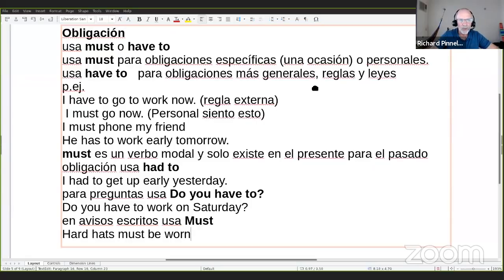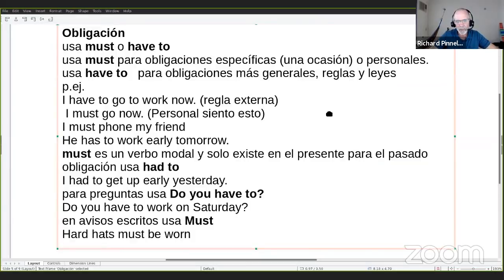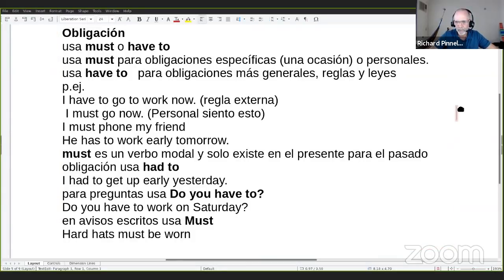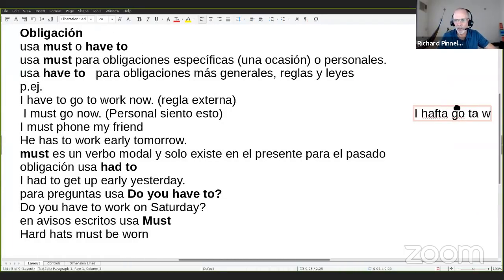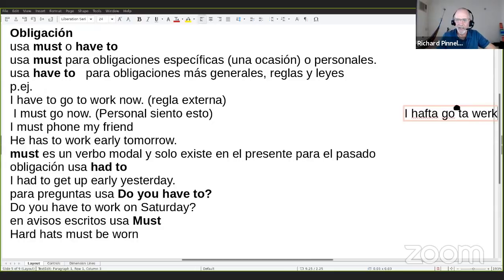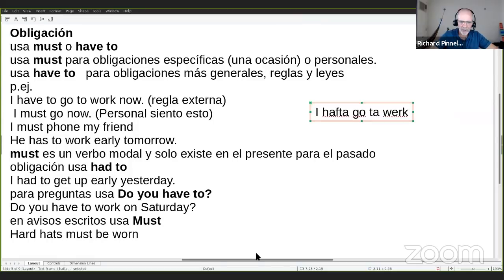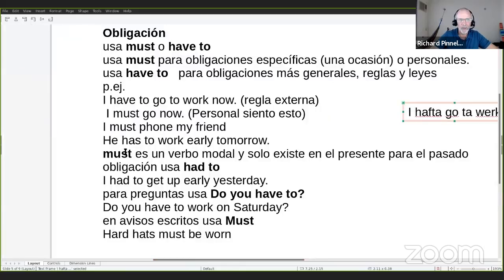I have to go to work now. I have to. Entonces, la pronunciación es como I have to. Well, maybe more like this. Have to. I have to go to work. Si lo escribo fonéticamente, es como eso. I have to. I have to go to work now. So, repeat after me.